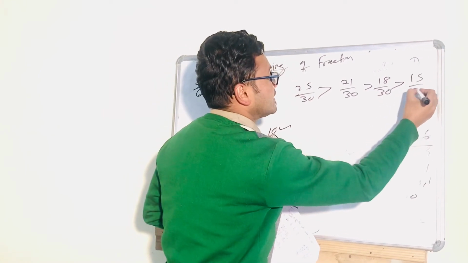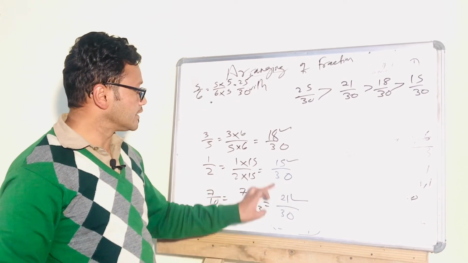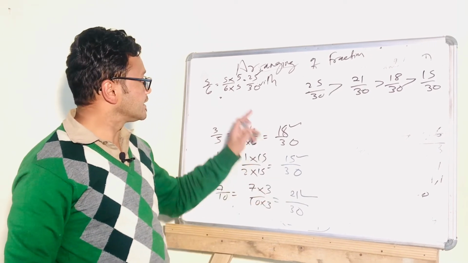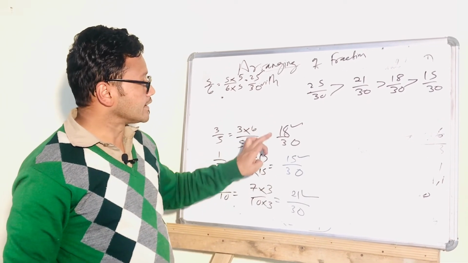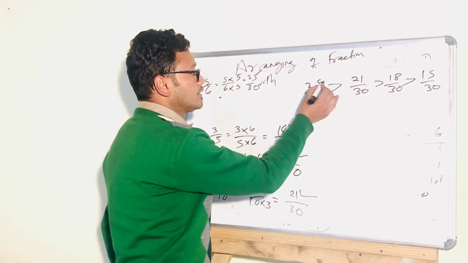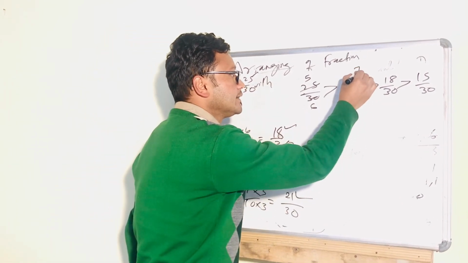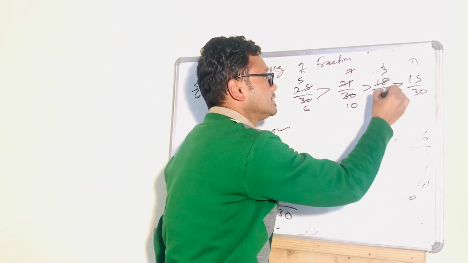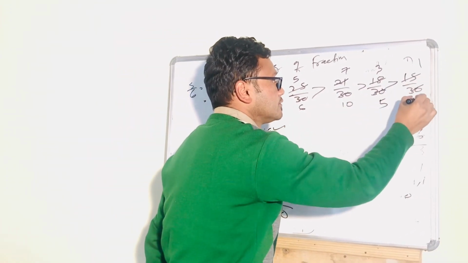We can write directly by seeing the numerator. The denominator is the same, but the numerators are different. 25 is bigger than 21, 21 is bigger than 18, 18 is bigger than 15. Okay, we can write like this only, and we can cut also, like I did last time. 5 5s are 25, 5 6s are 30. Don't be confused. Here also 3 7s are 21, 3 10s are 30. Here 6 3s are 18, 6 5s are 30. Here 15 1s are 15, 15 2s are 30.